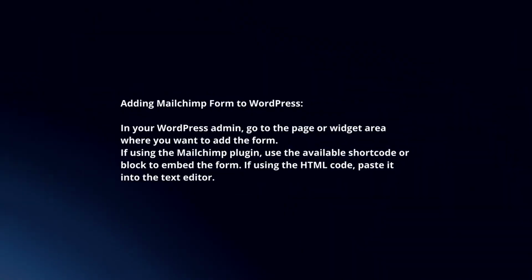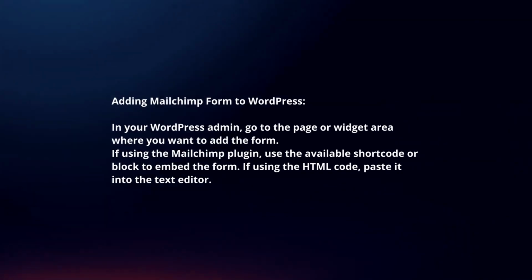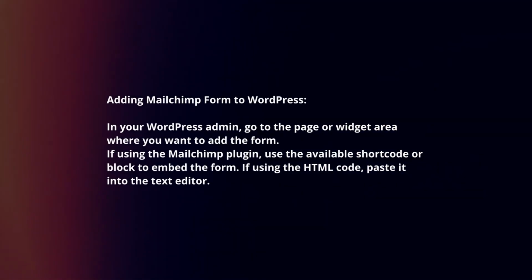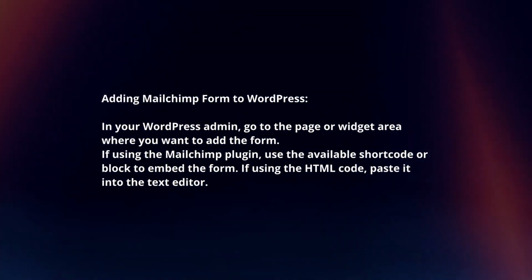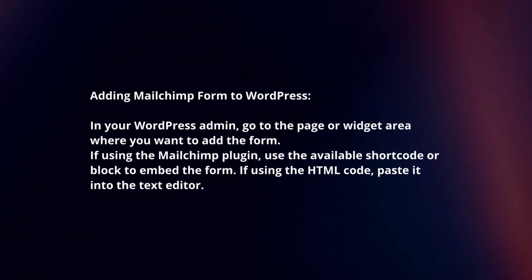Adding Mailchimp form to WordPress. In your WordPress admin, go to the page or widget area where you want to add the form. If using the Mailchimp plugin, use the available shortcode or block to embed the form. If using the HTML code, paste it into the text editor.